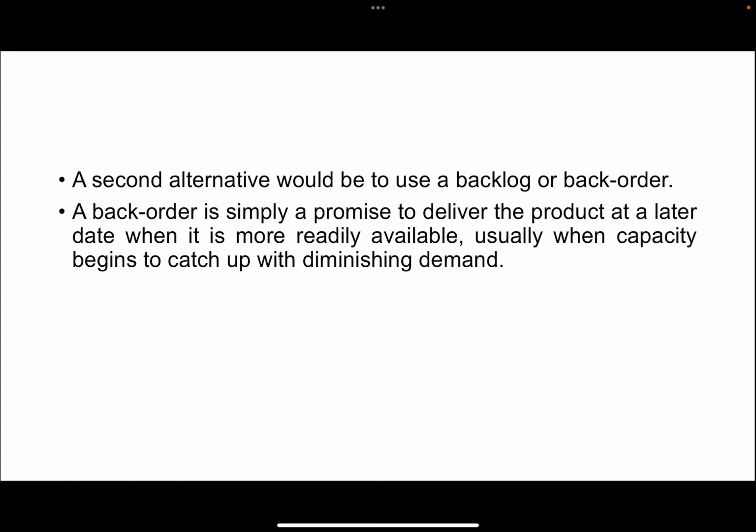Okay, so another alternative for this level strategy would be to use a backlog or back order. A back order is simply a promise to deliver the product at a later date when it is more readily available, usually when capacity begins to catch up with diminishing demand. So suppose you are planning to buy a car, you approach a car dealership and order it. Sometimes you may get it after only some 6 months. At that point the company may not be able to meet that demand, but after 6 months when the demand is low, it will supply the car. So that is called the backlog or back order.